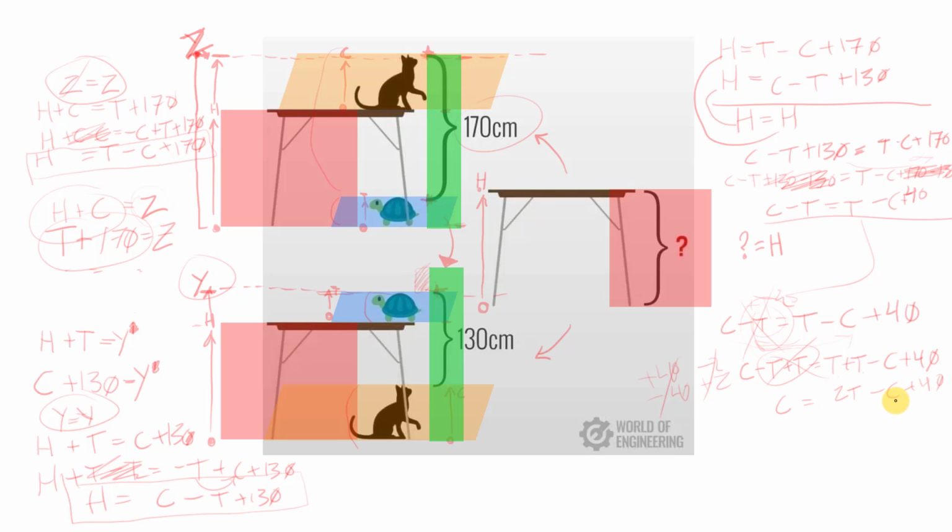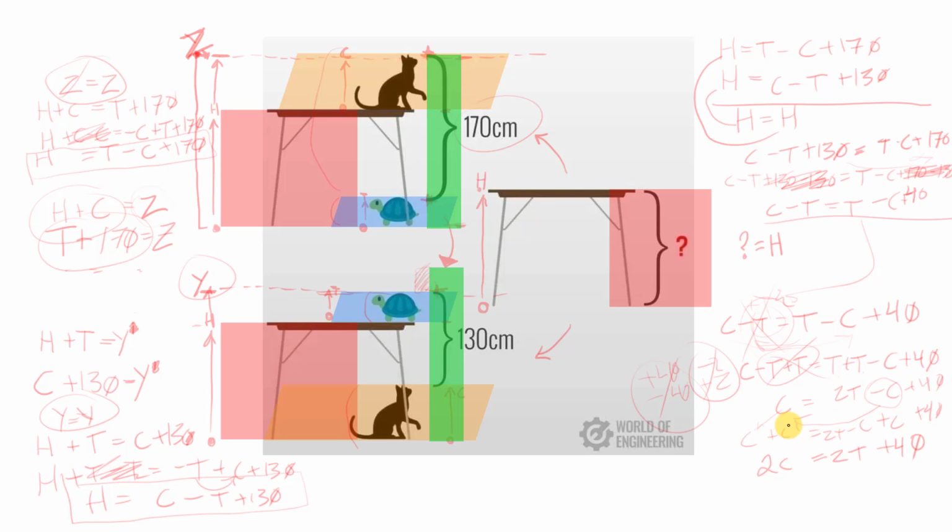C equals 2t minus c plus 40. Let's do the same thing here. Let's move minus c over there. So you add a plus c and a plus c. So you have 2t minus c plus c plus 40. And you have c plus c. Just getting rid of things. 2c equals 2t plus 40.